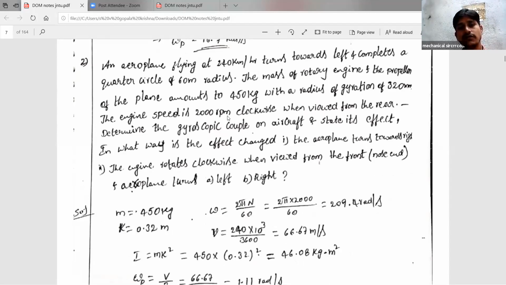So when we know the speed value, then simply find out our angular velocity, that is omega. Omega equals 2 pi N by 60. Then simply find out our omega.